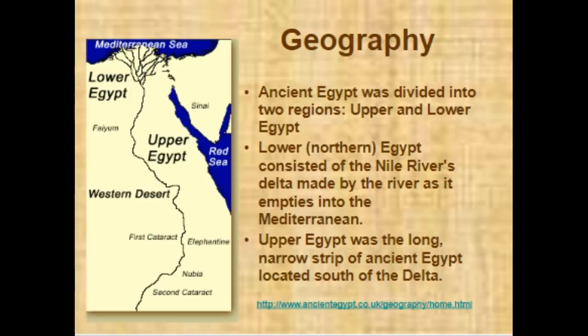Ancient Egypt was divided into two regions, the Upper and Lower Egypt. Lower, the northern Egypt, consisted of the Nile River Delta, which was made by the river as it empties into the Mediterranean. Upper Egypt was the long, narrow strip of ancient Egypt located south of the Delta.